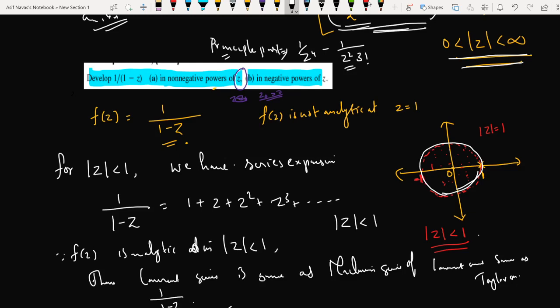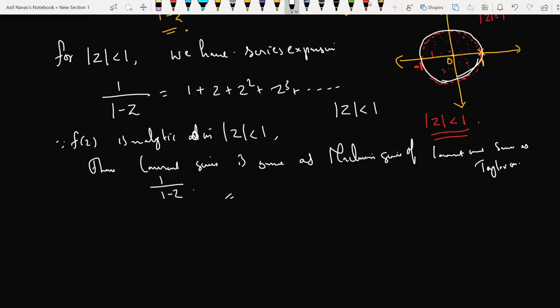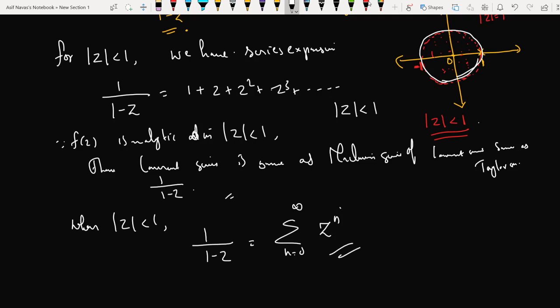Okay. So here, when mod z less than 1, 1 by 1 minus z is equal to sigma n equal to 0 to infinity z power n. So here we have positive powers of z, right? The powers of z, n, are 1, 2, 3, etc.